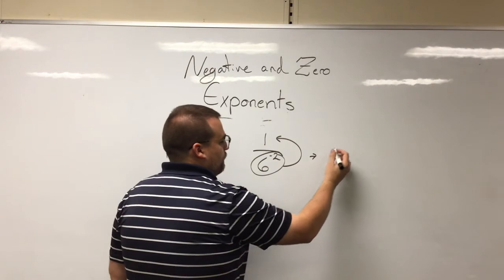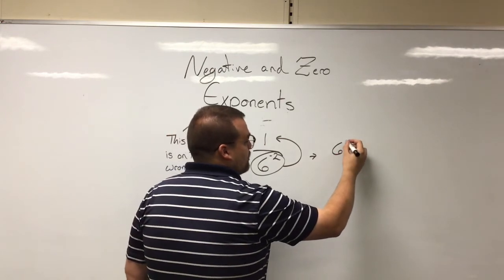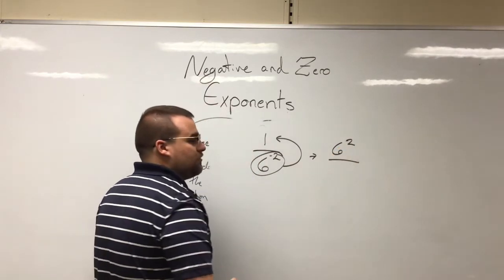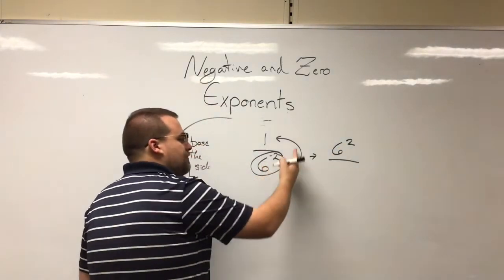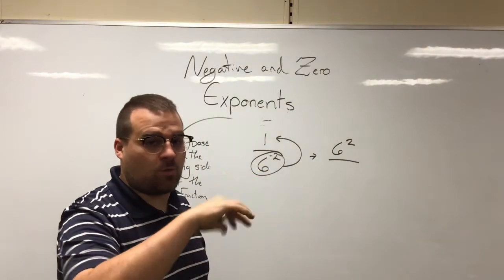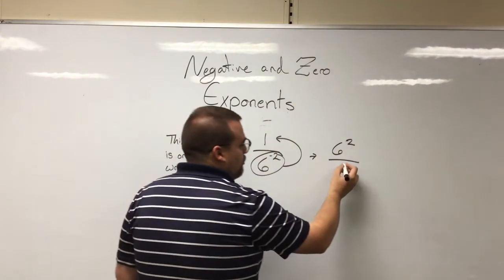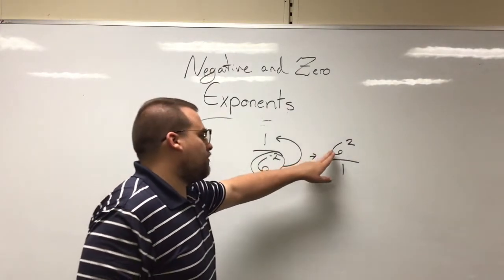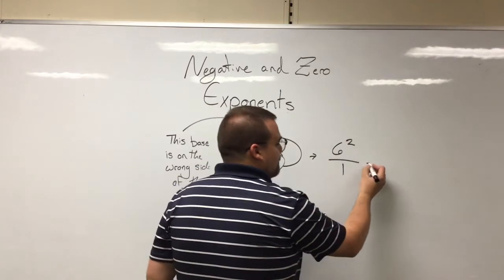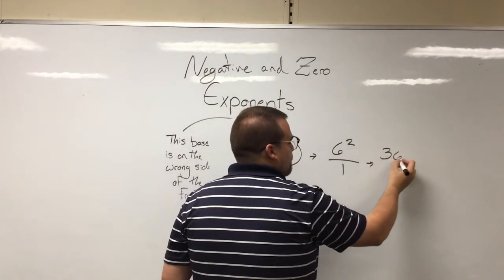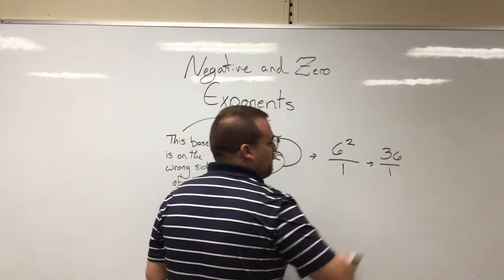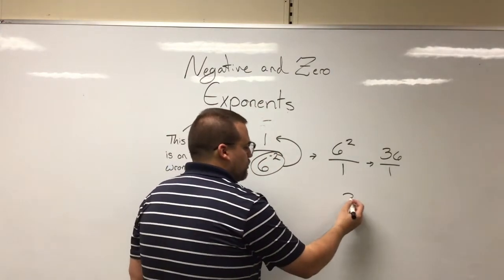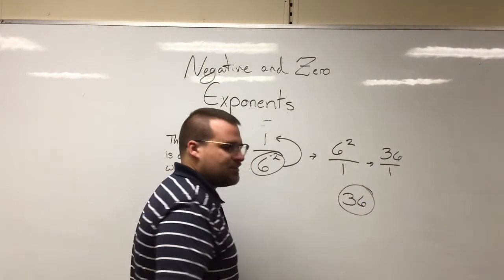So 6 to the negative second, or 6 to the positive second, is now going to be in the numerator because it's where it's supposed to be. And anytime you move stuff away from a numerator or denominator, you leave a 1 in its place. Now, 6 squared, we can simplify to be 6 times 6, or 36. And any number over 1, do we really need to write it over 1? No, we don't. It's just 36, plain and simple.